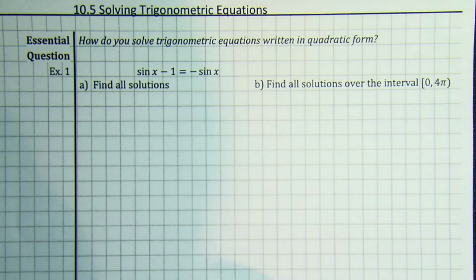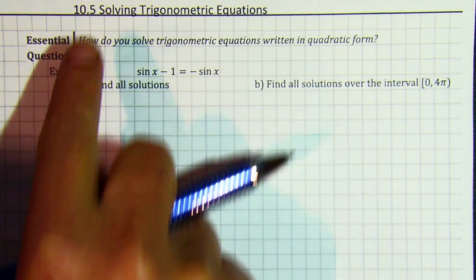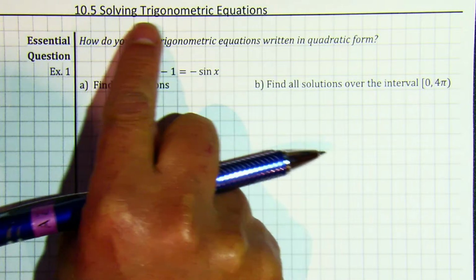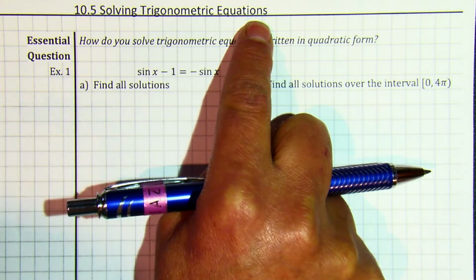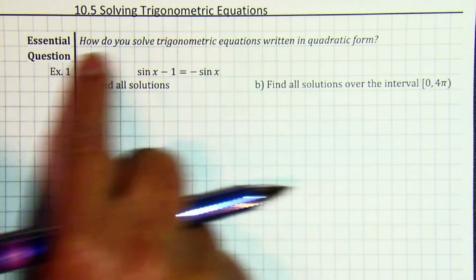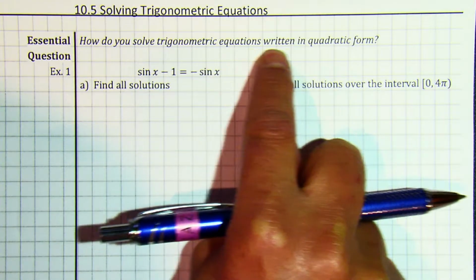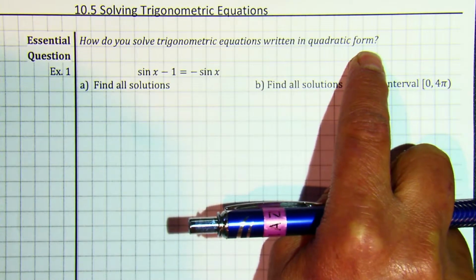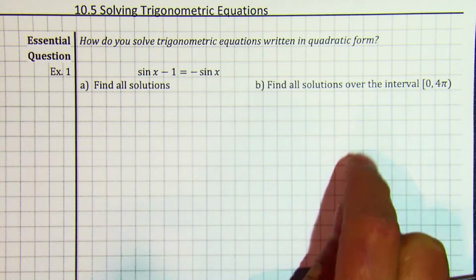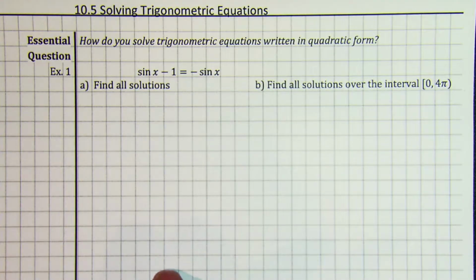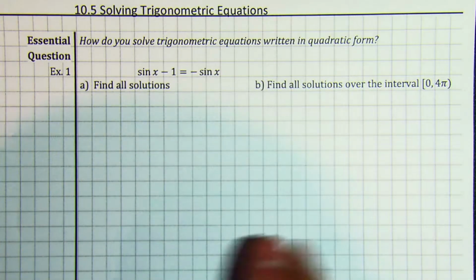Good morning. Today we are going to cover section 10.5, solving trigonometric equations. So take the time to copy your title and your essential question. How do you solve trigonometric equations written in quadratic form? Copy example number 1 and we'll start once you are ready. Go and pause it if you need more time.